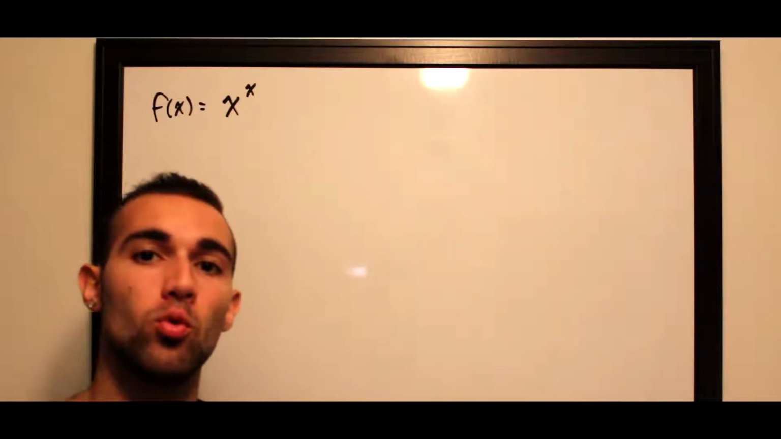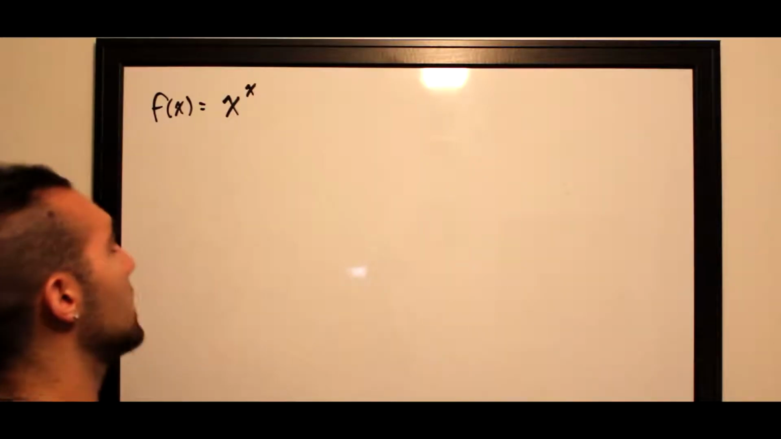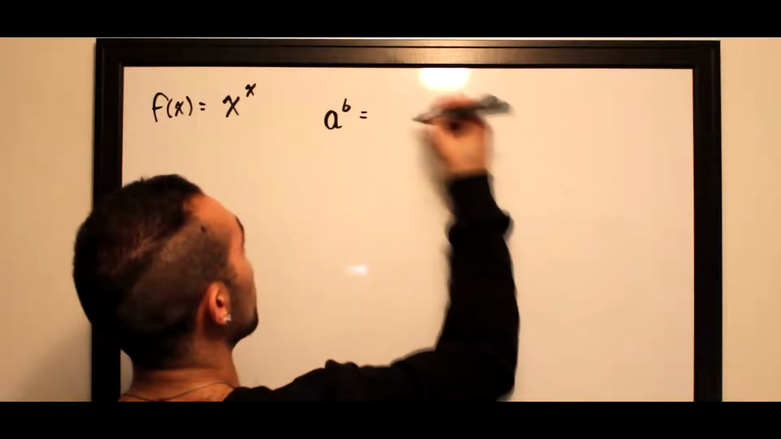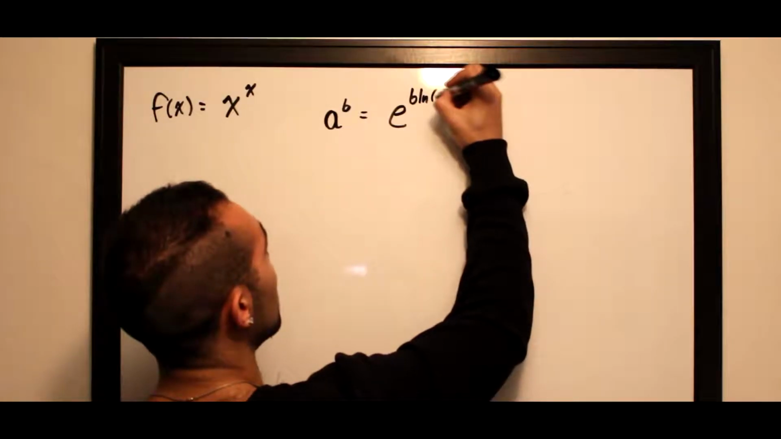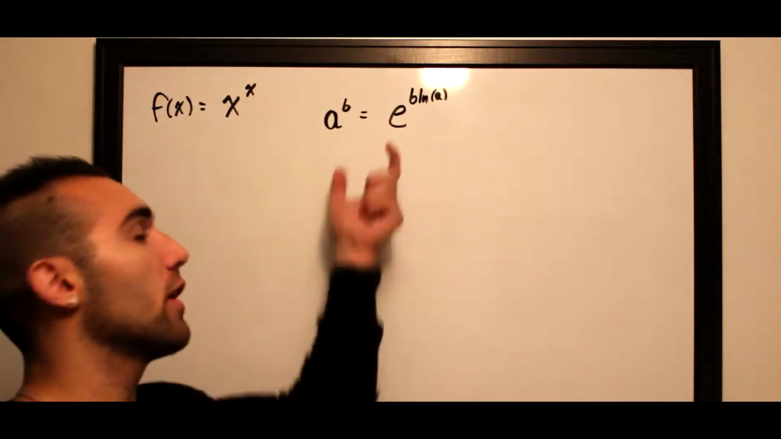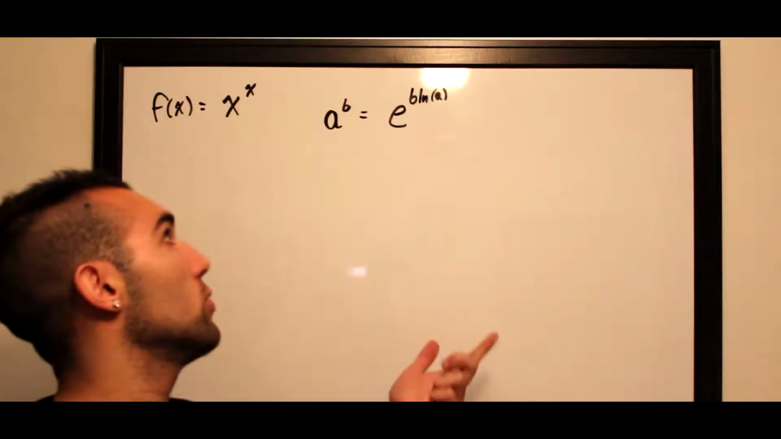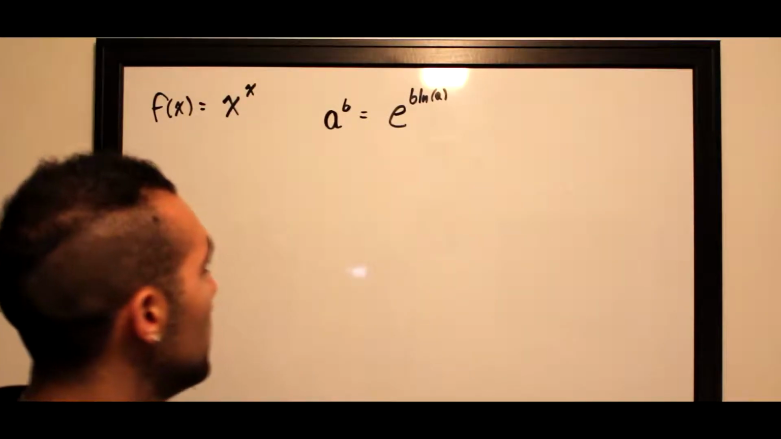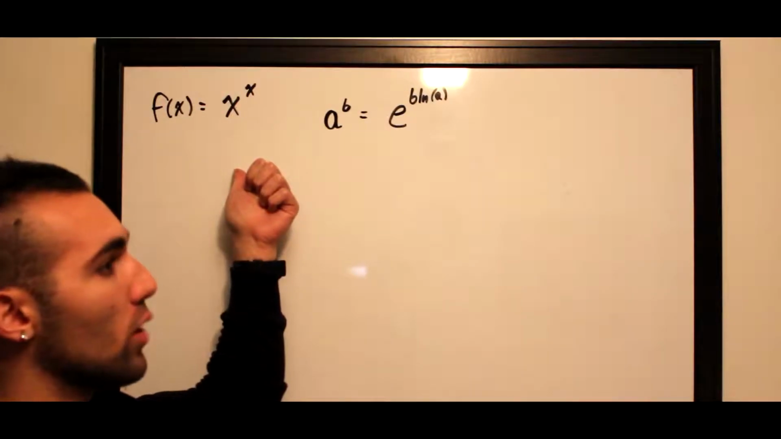This time we are going to rewrite the function using a logarithm property, where a to the power of b is also equal to e to the b times the ln of a. These are equivalent statements because essentially e and ln are going to cancel each other out. So a to the b is equal to e to the b times ln of a. So what we want to do is rewrite this function in that form right over here.